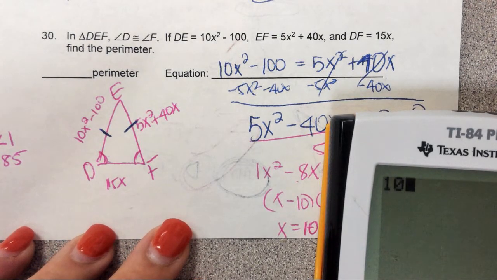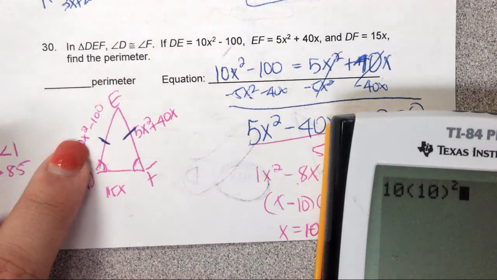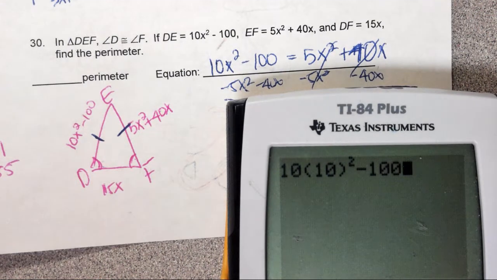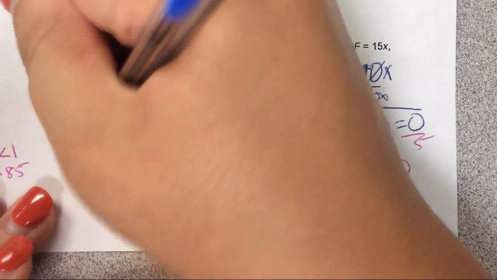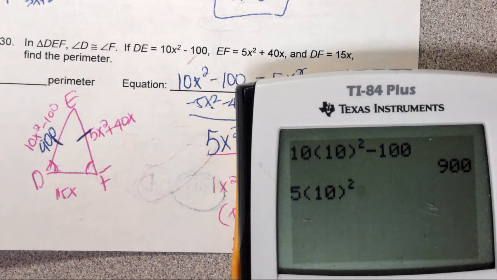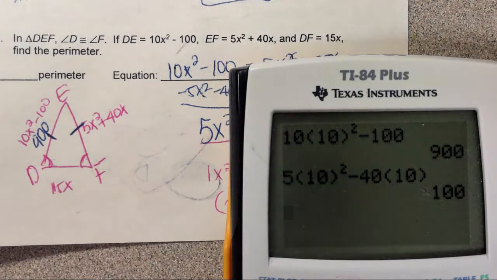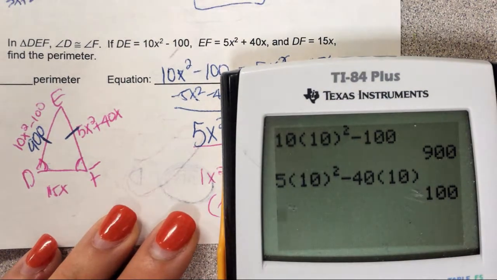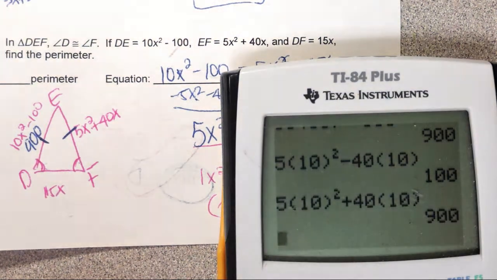So I'm going to do 10 parentheses, 10. The squared goes on the outside, minus 100. That gives me 900 as this side. Let me make sure that's what the other one gives me. 5 parentheses 10. The squared goes on the outside, plus 40 times 10. Whoa, what did I do wrong? Oh, I did minus. Oops. Plus. There we go. And I also got 900.